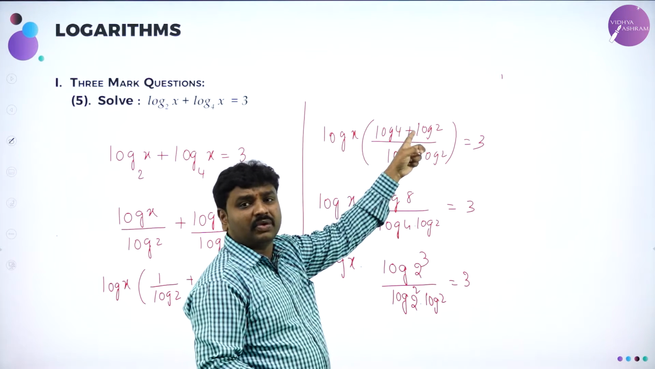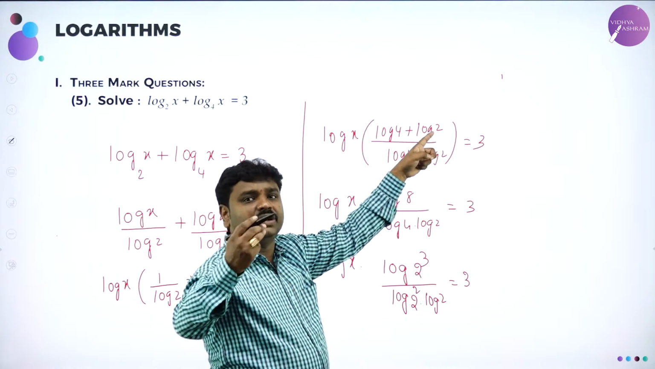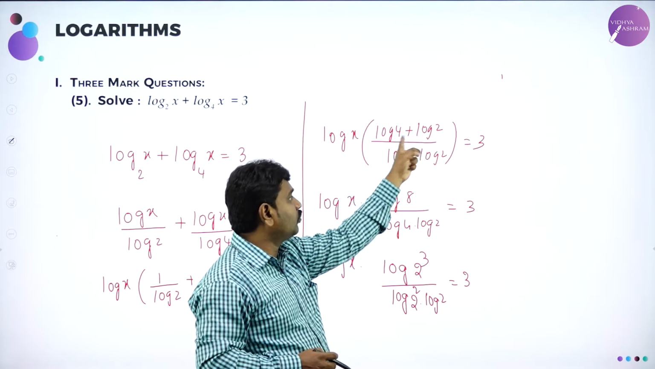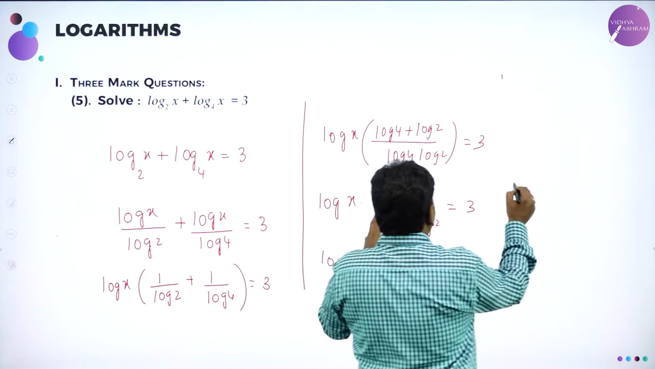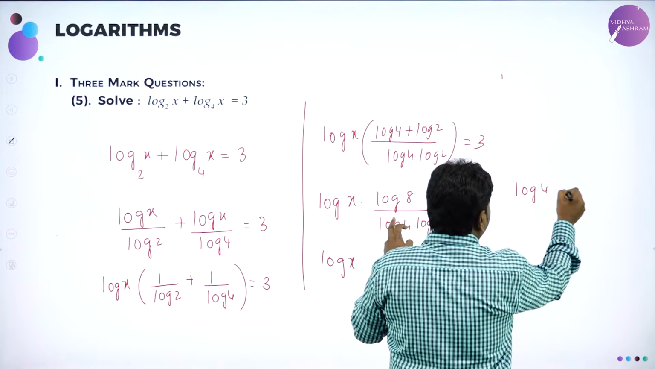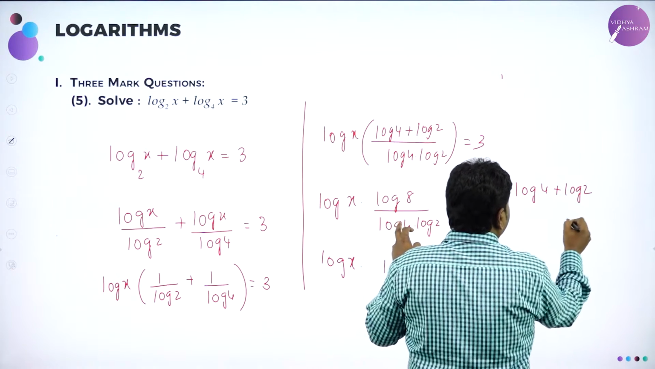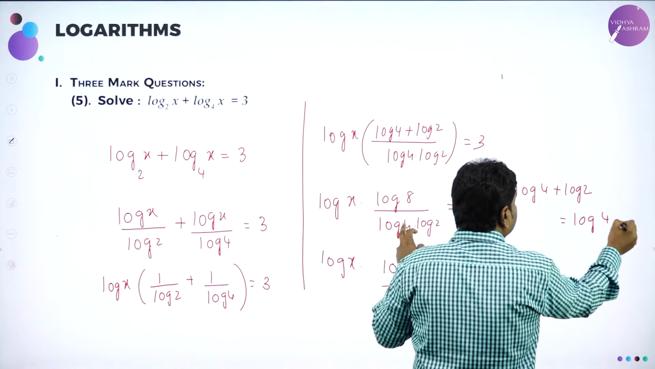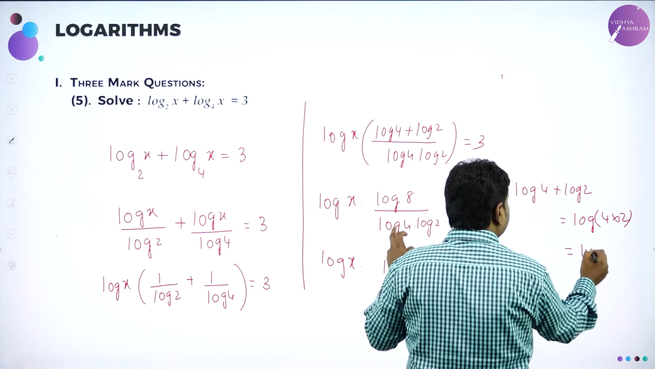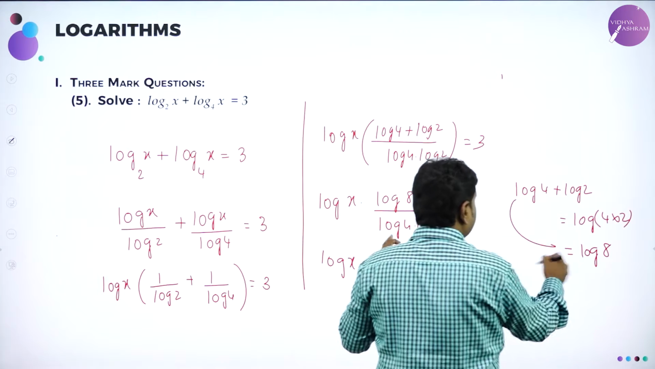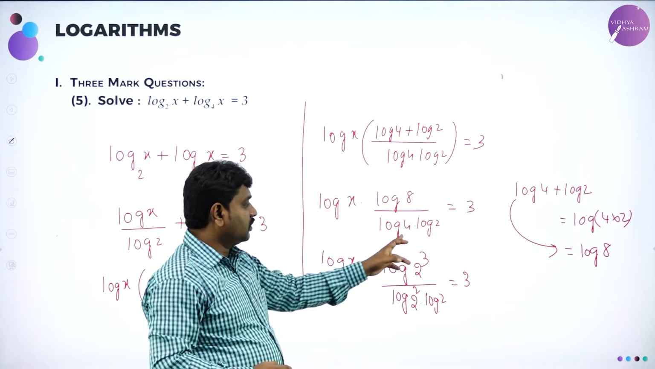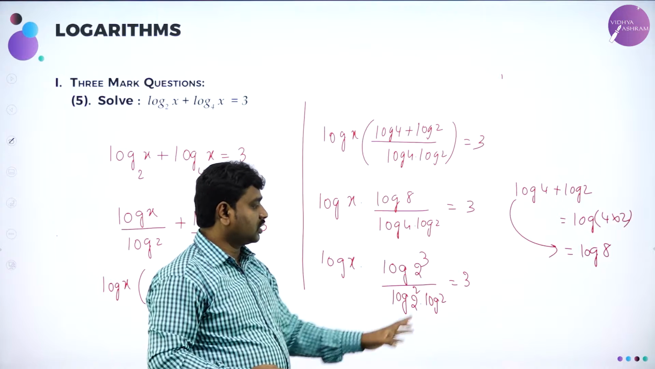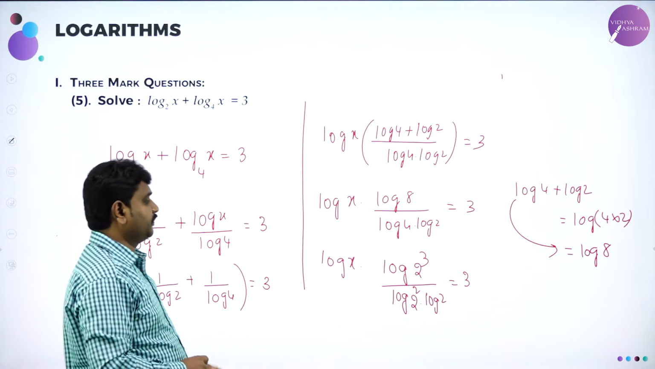Log a plus log b. What is log a plus log b? Log a into b. So it becomes log 4 into 2. 4 2s are 8. 8 can be written as 2 cube. See here log 4 plus log 2, I am writing it as log 4 into 2. Log a plus log b is log a into b, that is log 8. So this is how we are converting. Now 2 cube, 3 log 2 I can write, 4 is 2 square, 2 log 2 I can write, log 2 and simplify, you will get the answer.